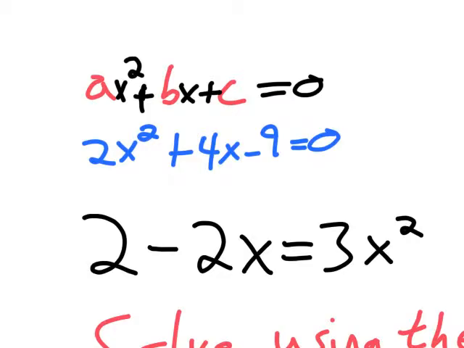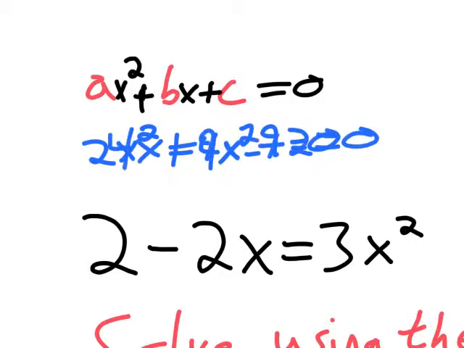An example in blue: A is 2, B is 4, C is -9. Notice I took the negative sign with me. The other thing about standard form is to make sure you don't take any variables when you're trying to define A, B, and C. In a quadratic, it's standard form if it's in descending order: x squared, x, no x. We like it like that because then we can define what A is. A is 2, B is 4, and C is -9.